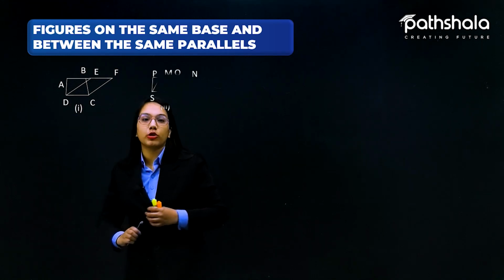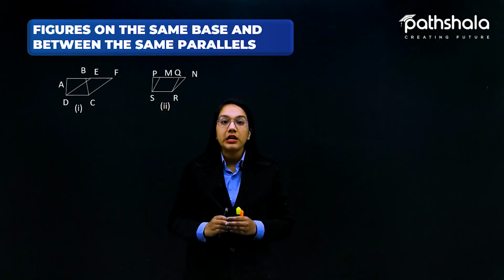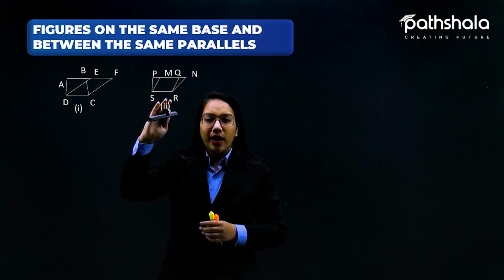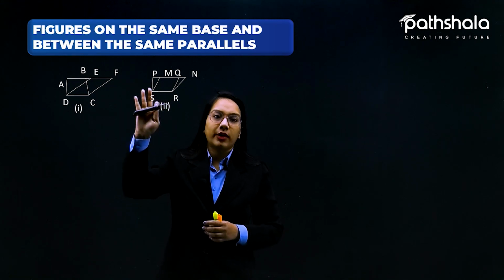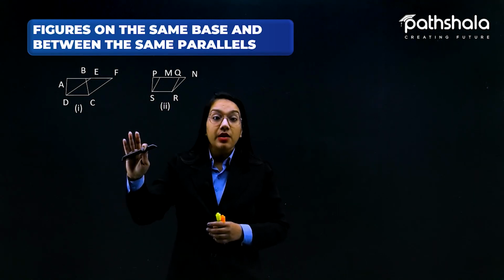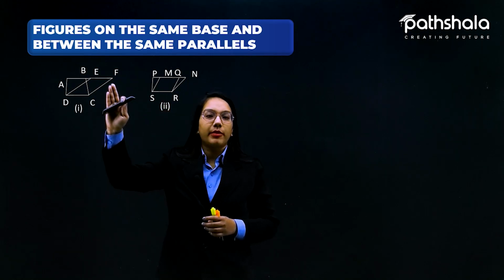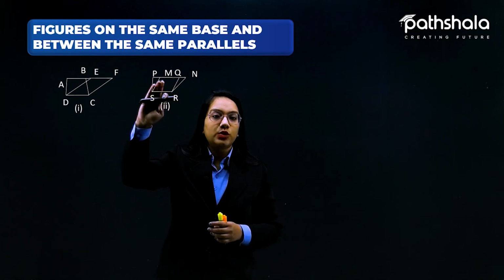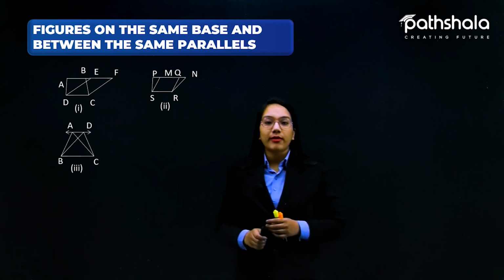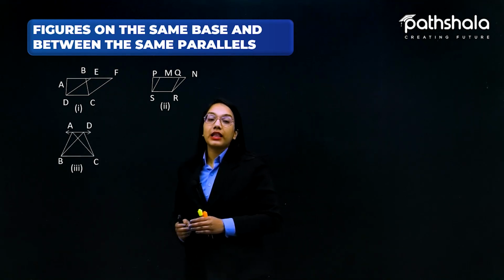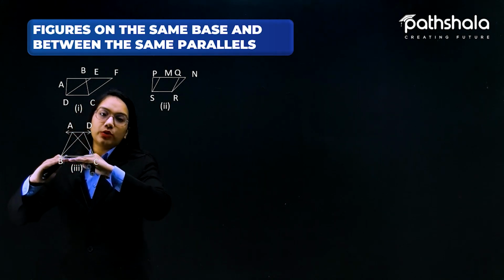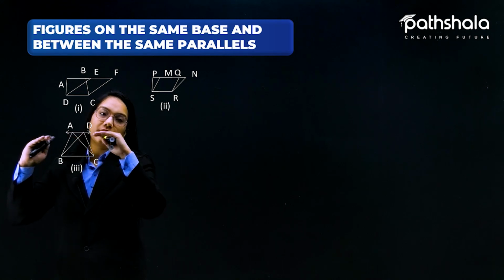Now in the second kind of figure, again we have a trapezium and a parallelogram, or whatever the two figures may be. Again, they are lying on the same base and between the same parallels, because all the vertices opposite to the common base SR are lying on the same straight line. Now, these two triangles are lying on the same base, which is BC, and the vertices opposite to the common base BC are lying on the same straight line, which is AD.